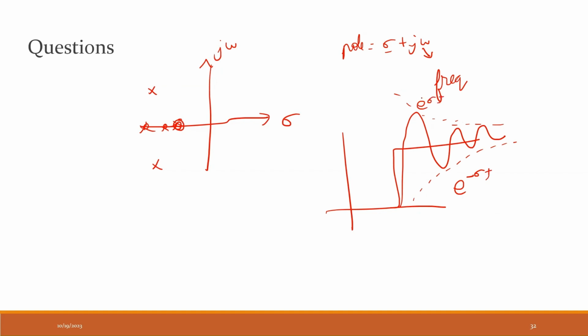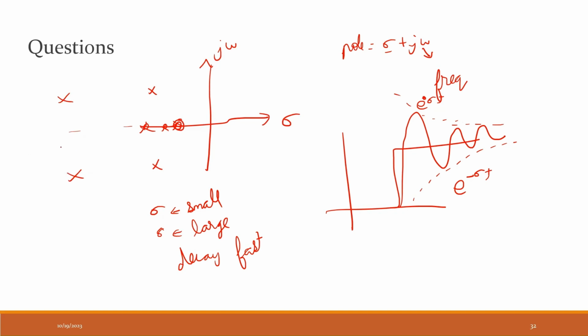This I think is e raised to minus something related to sigma. So if sigma is small, then it will take more time. The damping is poor, and it will take more time to decay. But if your sigma is large, then it will decay faster. So if you want it to decay fast, your pole should be further left.